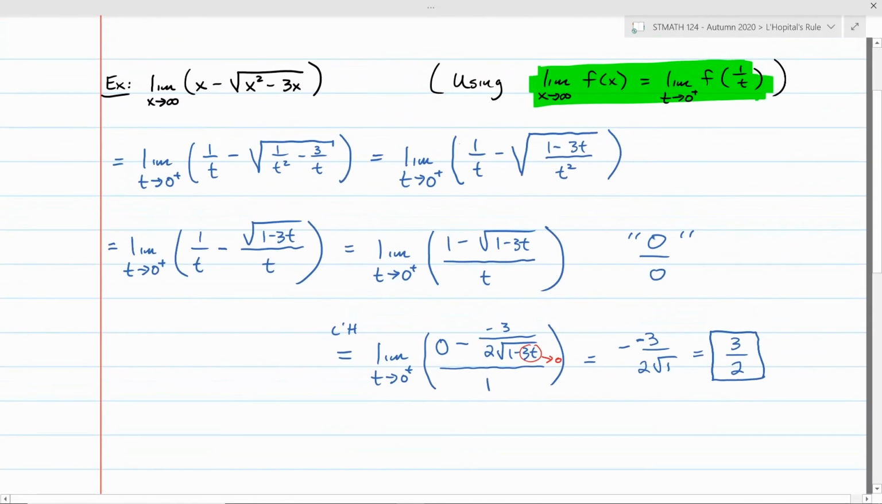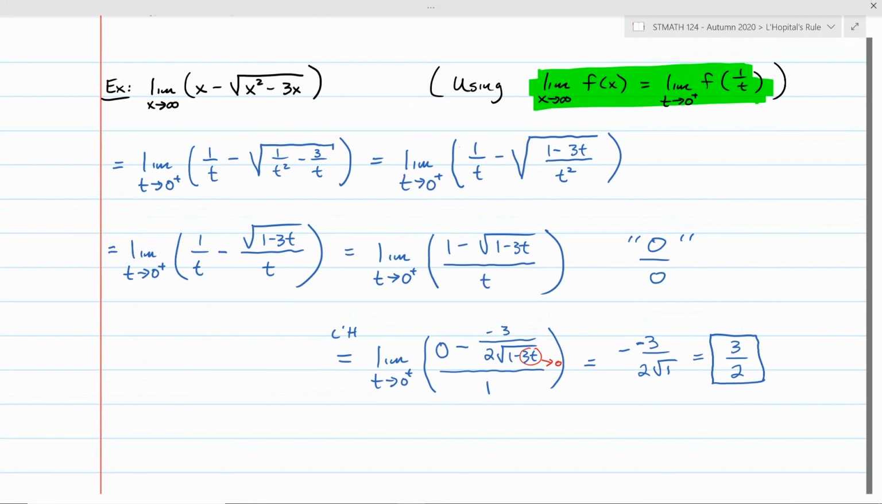So in this example, we did use L'Hopital, and maybe the algebra was a little less complicated doing it this way, but it involved doing this trick in green here, where we convert the limit involving x goes to infinity to a limit as t goes to 0 from the right.